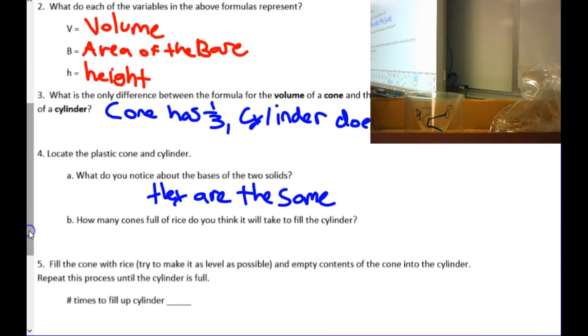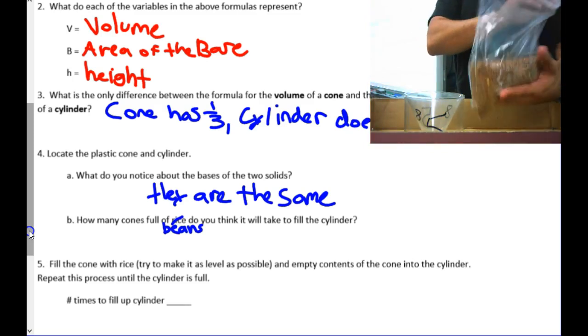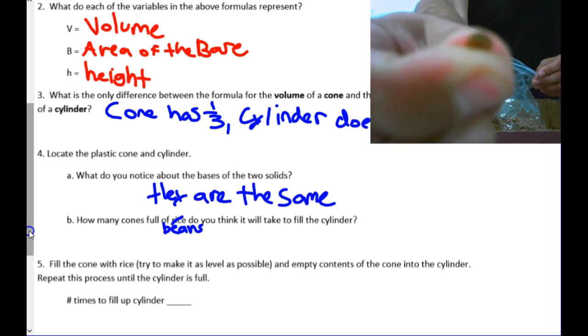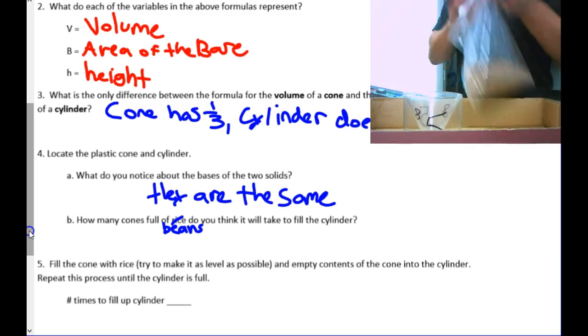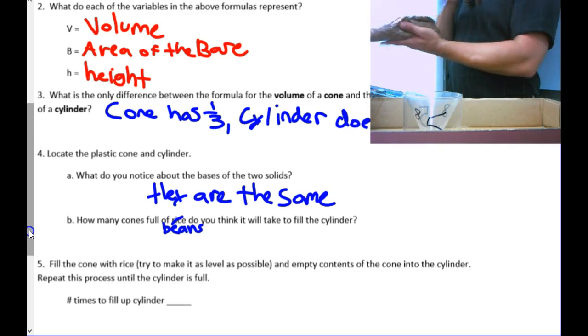And then for B, how many cones full of, and we're going to use beans instead of rice. It's okay because it's Fiesta Week and we like beans, right? So how many cones full of beans do you think it will take to fill the cylinder? Now, look right here. I think these are called lentils. We got a bag of little tiny beans, lentils, L-E-N-T-I-L-S.